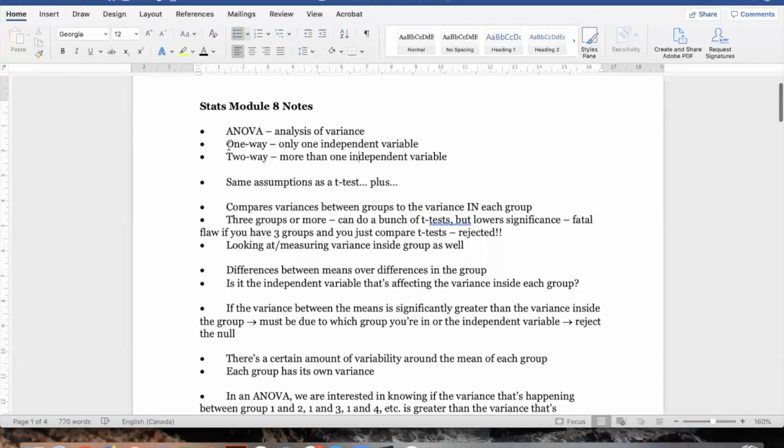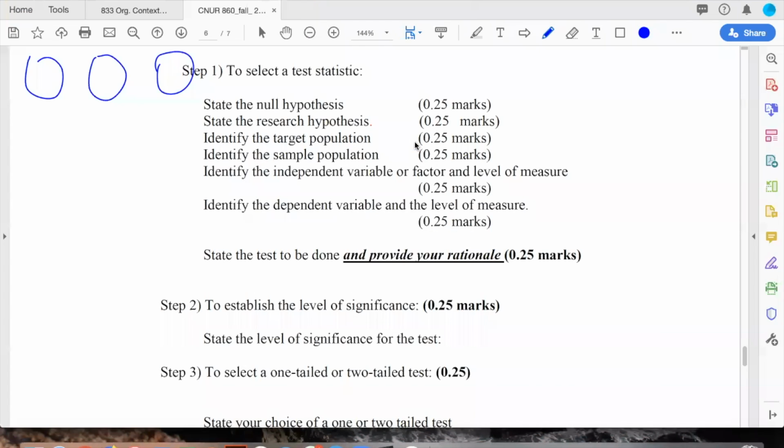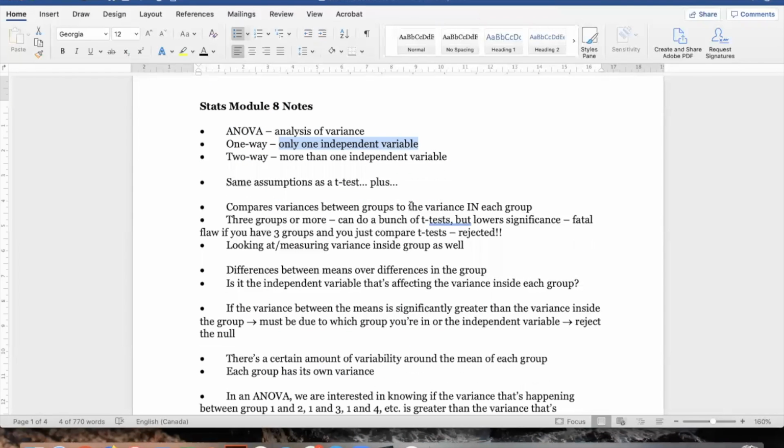You can have a one-way ANOVA or a two-way ANOVA. The one-way ANOVA is when you have only one independent variable. So in our case, the dependent variable is the willingness, I'm just going to call it willingness. And then the independent was the level of employment, right, which had 3 groups.